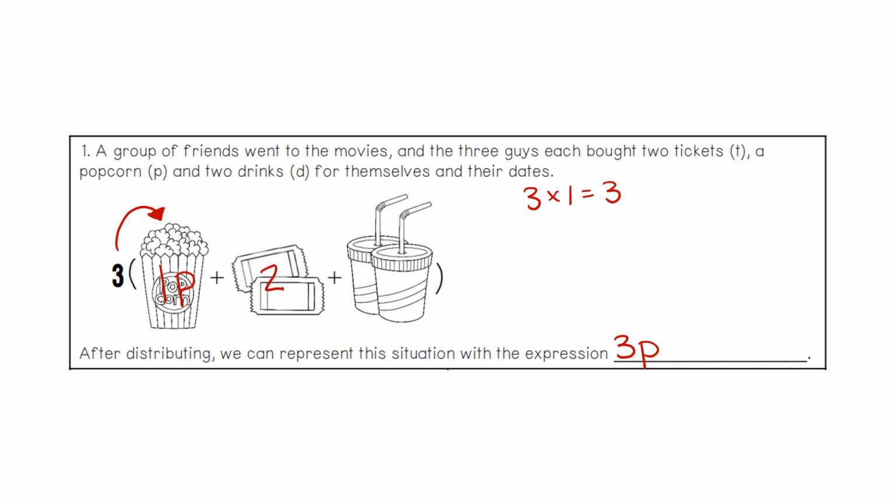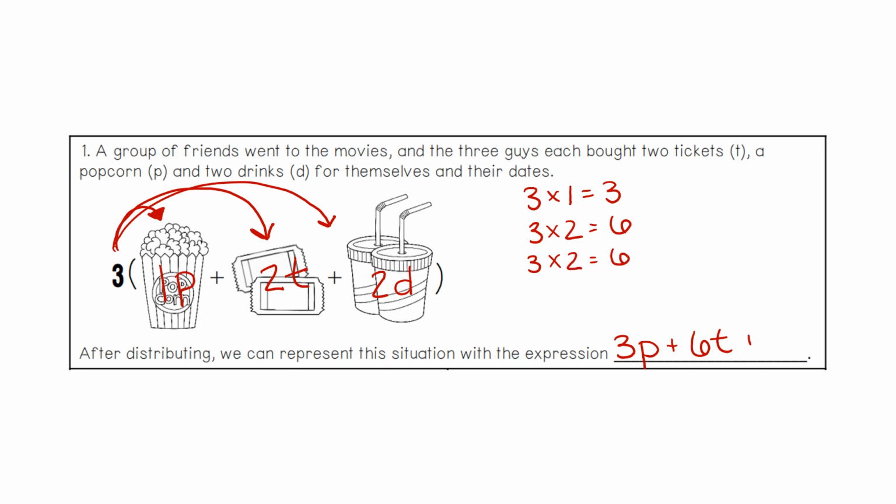Then we have 2 tickets. So when we multiply 3 times 2, we get 6. So that would be 6 tickets. And our final value is drinks. There's 2 drinks. And so when multiplied, 3 times 2 is 6. And we end up with 6D for 6 drinks.